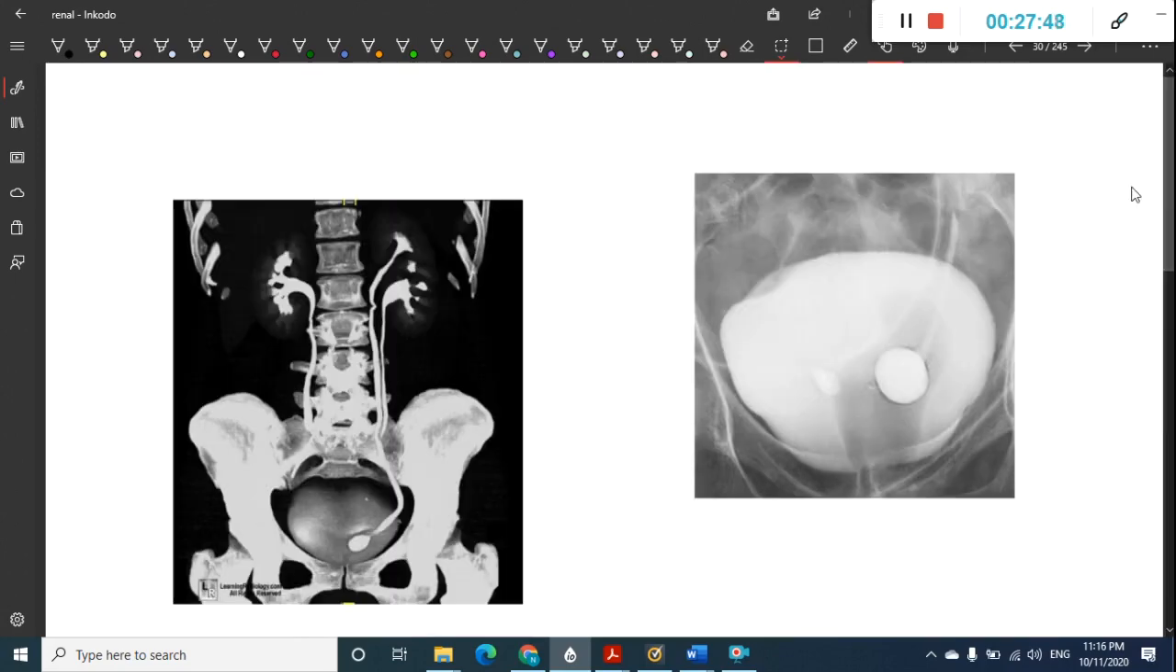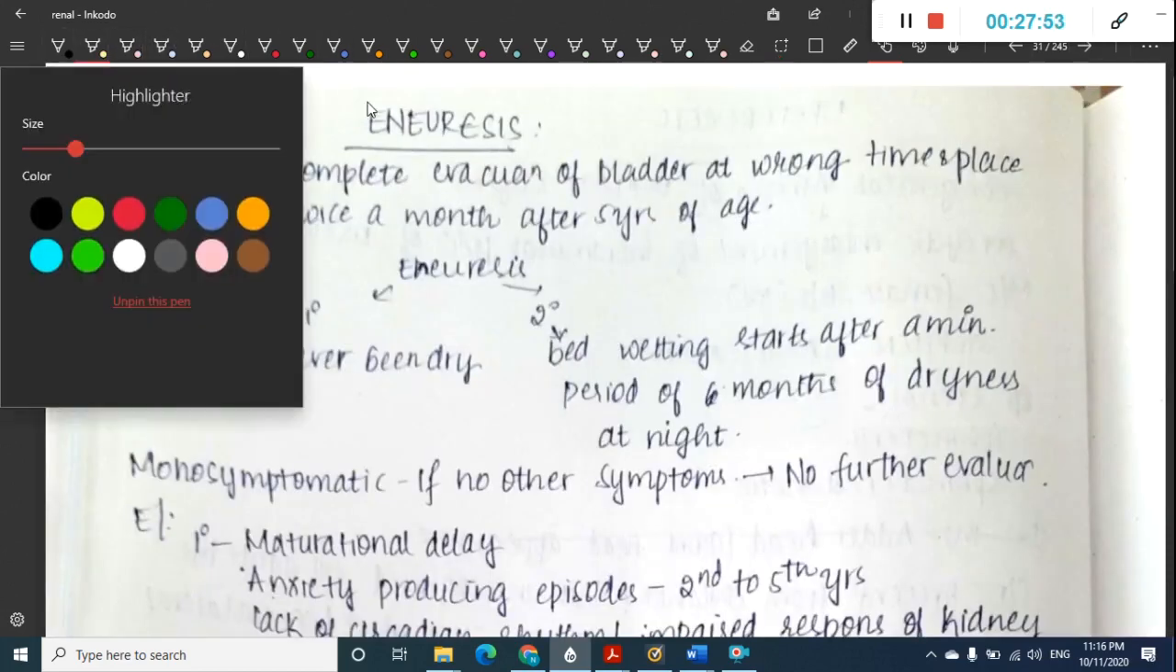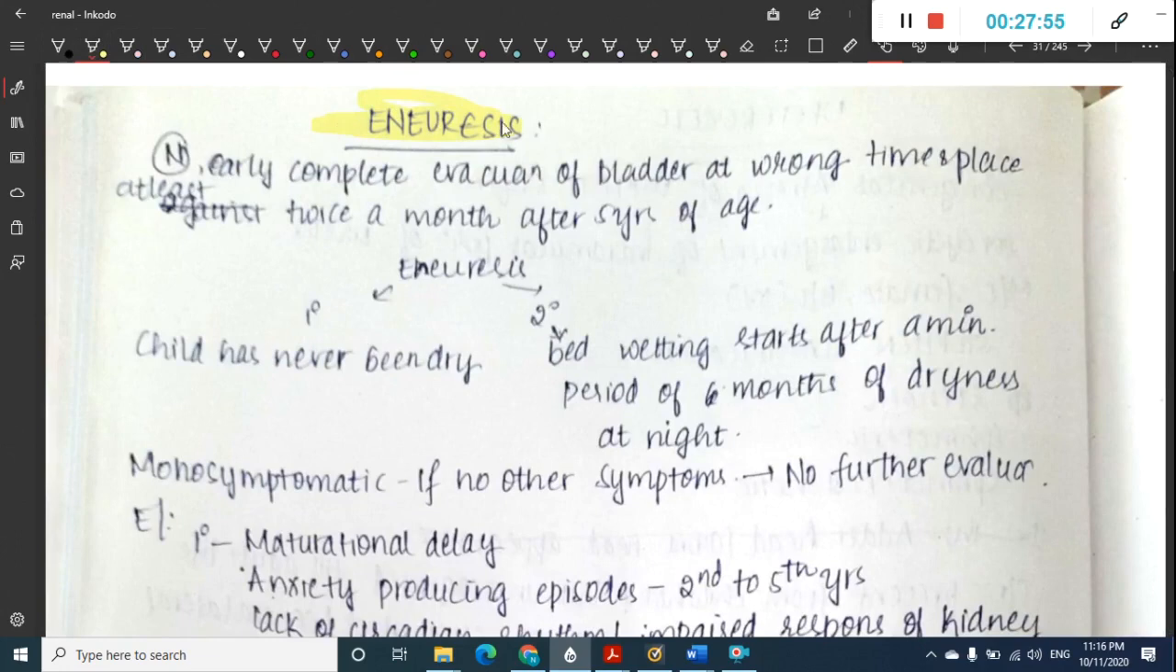So then we will see the last topic of today, about enuresis. So what is this enuresis? Enuresis is normal, early, complete evacuation of the bladder at the wrong time and wrong place, at least twice a month after the age of 5 years.